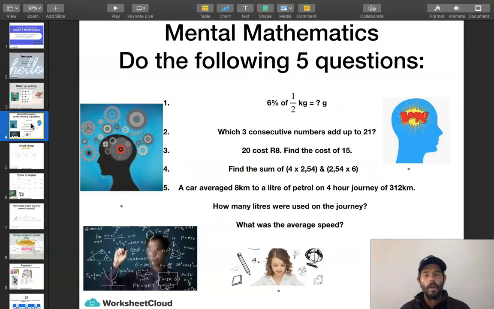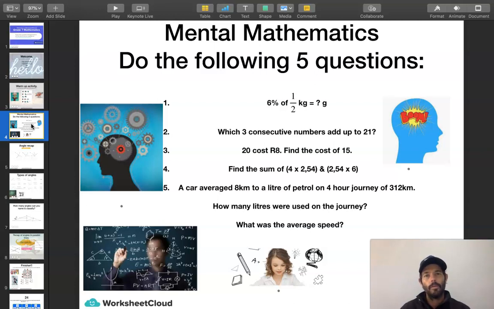Okay, your mental maths questions for today are in front of you. 6% of half a kilogram, I'd like the answer in grams. 3 consecutive numbers adding up to 21. So remember, the word consecutive means right after each other. So 1, 2, 3 are consecutive numbers. So find me 3 consecutive numbers that add up to 21.